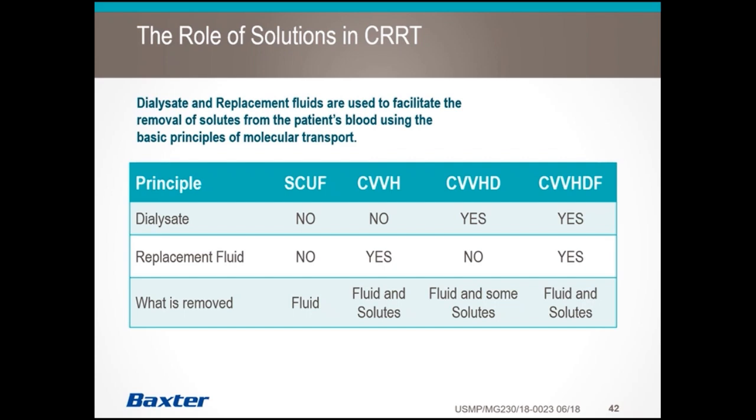CVVH, there would be no dialysate because the doctor's not looking to do diffusive therapy. He's looking to do convective therapy, so replacement solution would be administered, and you would be removing fluid and solutes off of the patient. CVVHD is basically the opposite of CVVH, where you only use dialysate solution, do the diffusive therapy, but there's no convective therapy, there's no larger molecule clearance because you have no replacement solution. So you're pulling off fluid and some solutes, because remember you're targeting the smaller solutes when you do just CVVHD, so you're not going to get all solutes.